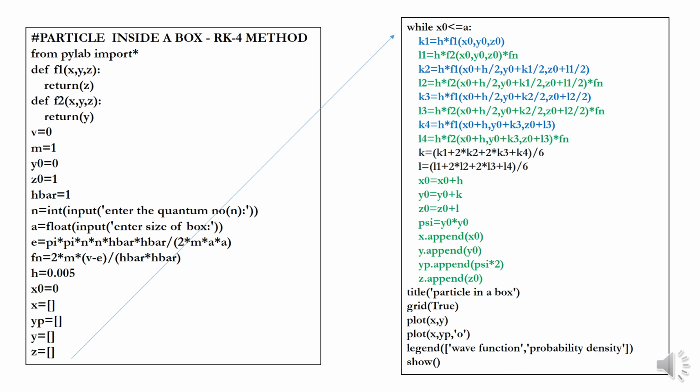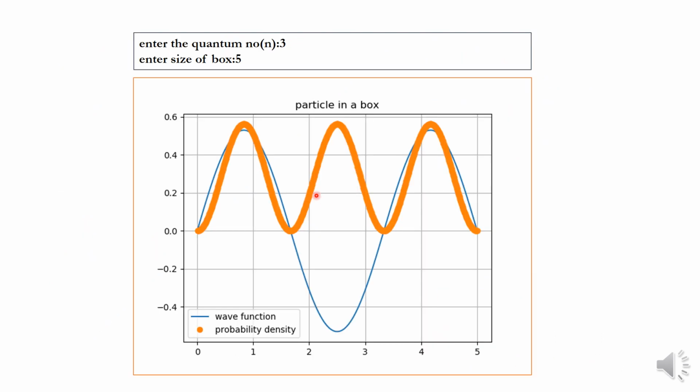The output result will be like this. We entered n as 3 and the size of the box as 5, and the wave function is like this blue one, a sinusoidal one as we expected, and the probability density is like this one, a positive one. It is always positive.